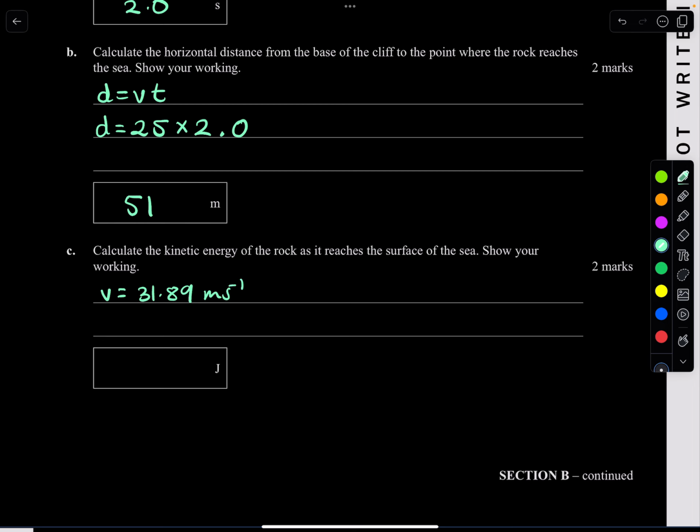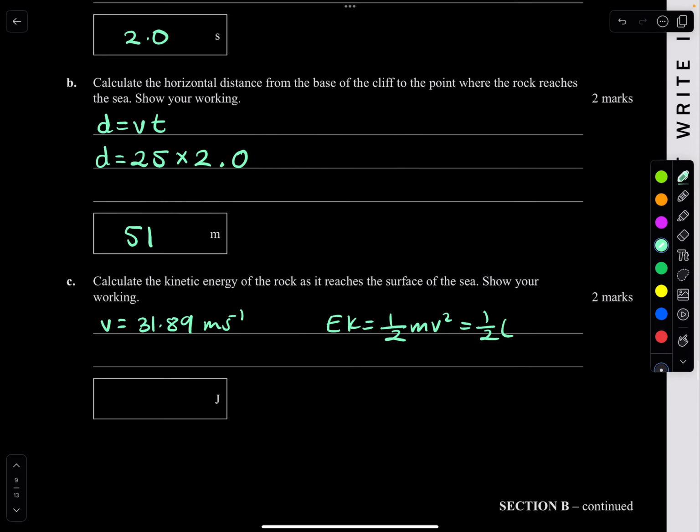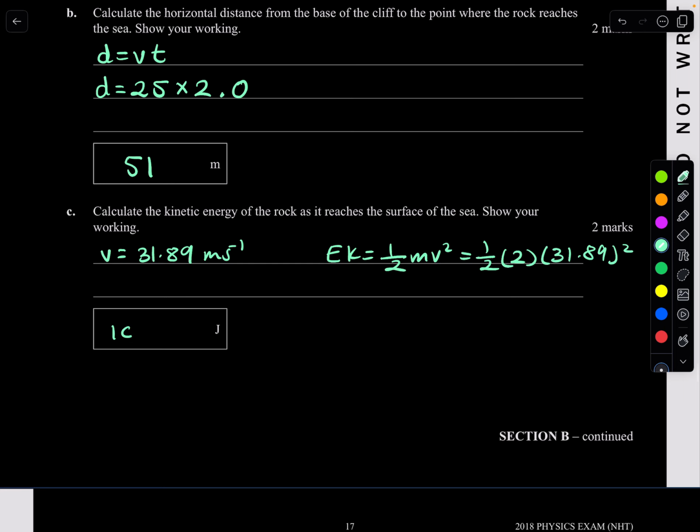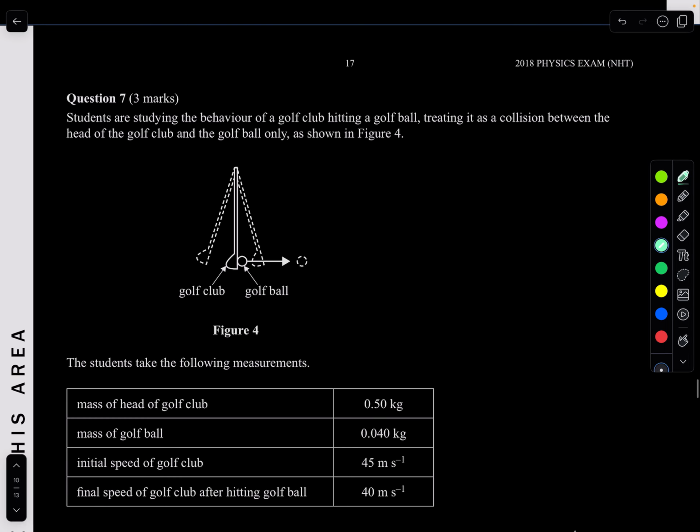meters per second. So to calculate the kinetic energy, we remember EK is equal to half mv squared, which is half your mass. What's the mass? 2 kilograms times your velocity, which is 31.89 squared. And that's going to give us what? Let's calculate that. It gives me 1017 joules of energy. Beautiful. 1017 joules. Done.